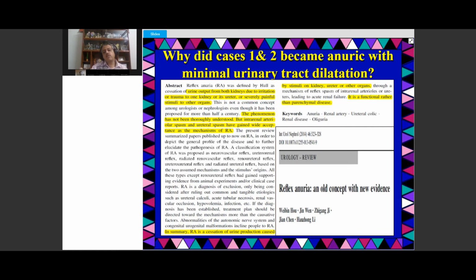Why did I show this? If you have heard carefully, cases 2 and 3 both became anuric, but with minimal urinary dilatation. If your kidney is working and there is a block, then you will have hydronephrosis. So why wasn't there any significant hydronephrosis? There was none in our last child, and in the earlier child there was hydronephrosis on the side that had the stone block, but not on the other side. This is something called reflex anuria, which is quite common but underreported. It is a cessation of urine production caused by a stimulus on the kidney, ureter, or other organs. Both of our children had this, and it is a physiological concept, so it gets better by itself.